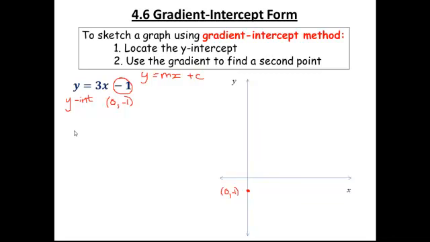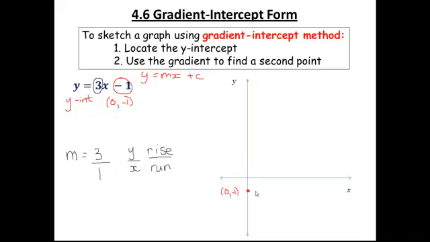Okay, next thing I have to do is work out my gradient. Now my gradient is the value of m. So in this case, the gradient is 3. Now, it's always best to think of the gradient as a fraction, so 3 would be 3 over 1, because the gradient, remember, is the rise over the run. The rise just tells us how much it goes up the y-axis, and the run is telling us how far we move along the x-axis.